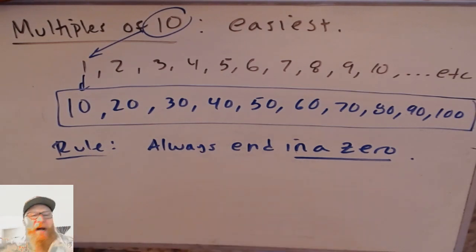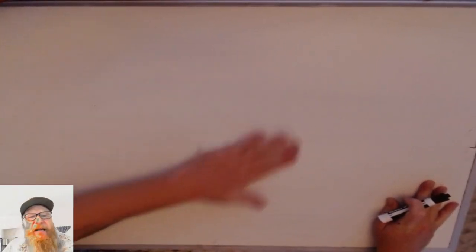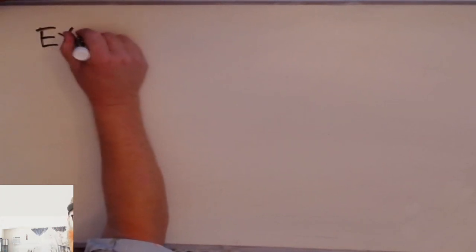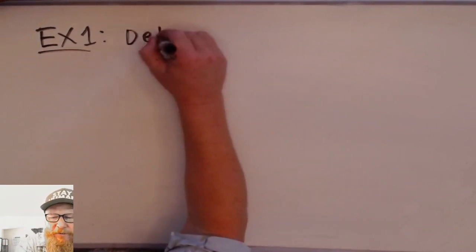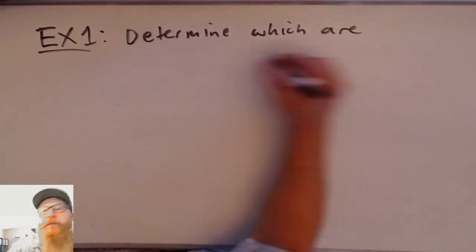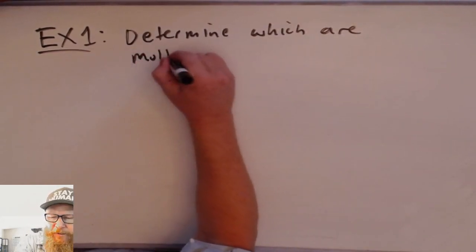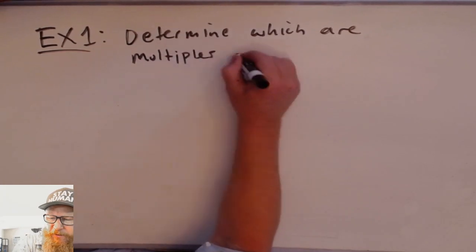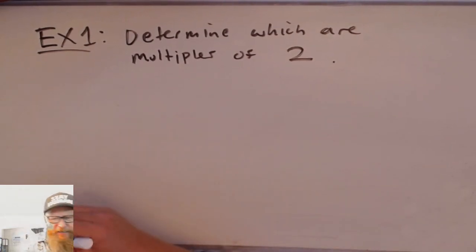Let's do a few problems to see if we can remember these techniques. And then after we do a few examples, we'll move on to factoring. I guess you could have called all those examples, but let's go ahead and do some actual problems. I'm going to give you a bunch of numbers. Which ones are multiples of 2?